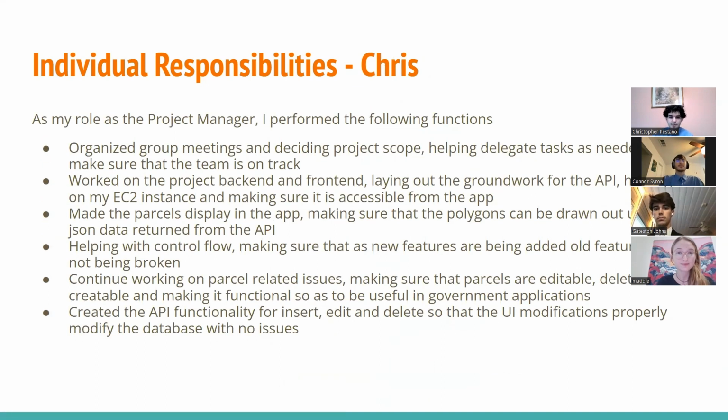So as the project manager, I performed these following functions myself. I organized meetings, guided scope, and did a bunch of interviews myself to make sure that what we were working on would be practical and useful in a specific use case. I worked on both sides, front end and back end, laying out the groundwork for the API. That was my primary thing that I worked on. And on the EC2 instance, making sure it's accessible from the app, making the parcels display in the app and be drawn out properly, helping with control flow, making sure that the new features and updates didn't break anything, and checking up on each commit to make sure everything works.